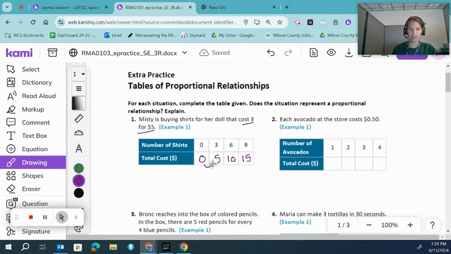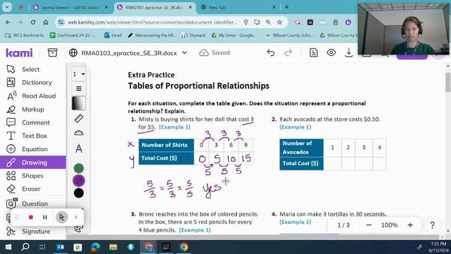And we can see that my change in y value is 5, and my change in x value is 3. Change in y is 5, change in x is 3. And if we simplify each of those ratios, you can see that they all are exactly the same, or would simplify to be the same. Okay, so yes, this is a proportional relationship. Also, proportional relationships are going to go through the point 0, 0 and increase evenly throughout.